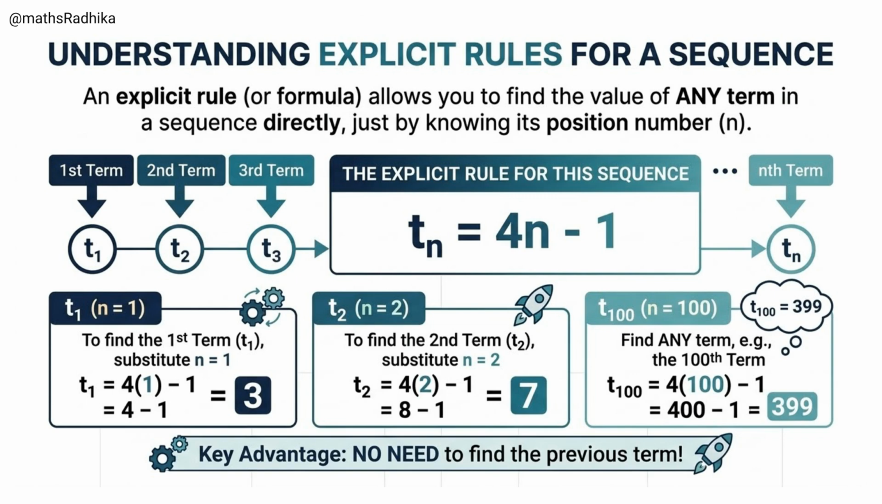Explicit rule for a sequence. Using the notation T sub n, or S sub n, or U sub n, we can write an explicit rule for the term in the nth position of a sequence, that is, the nth term. An explicit formula uses the term's position number, n, to calculate its value. Thus, U sub n equals 2n minus 1 is the explicit rule for the nth term of the sequence of odd numbers.